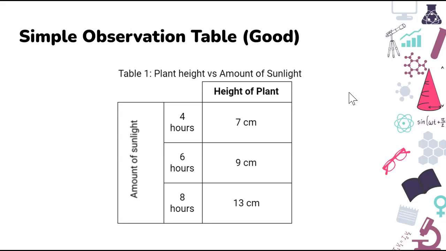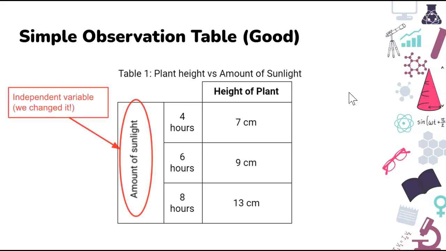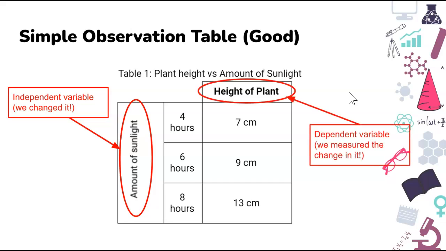And if we look at the information that is found in our table, we have over here along the left-hand side, the independent variable. So that is the thing that we change. So remember, we change the amount of sunlight. And then along the top, we have the dependent variable. So that is what we are measuring that was changed because of our independent variable.